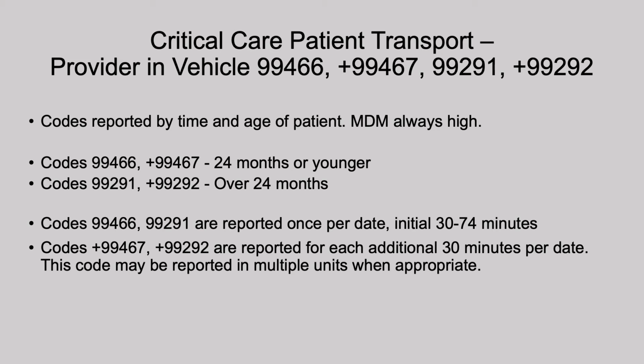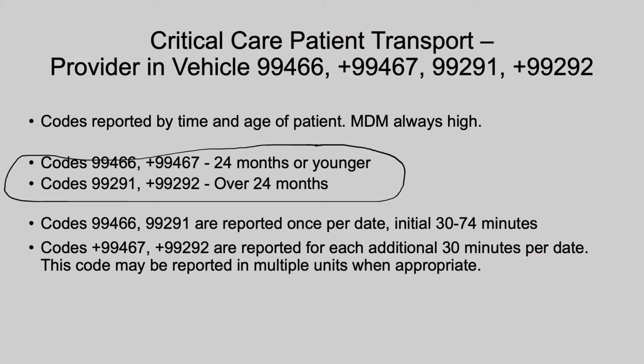So some codes are used when the provider is physically in the vehicle with the patient. These are reported by time and age of patient. Again, medical decision making is always high. So you have codes for 24 months or younger and over 24 months. So 99466, 99291 are reported once per date for the initial 30 to 74 minutes. 99467, 99292 are add-on codes used for each additional 30 minutes per date. And again, these can be done in multiple units if appropriate.